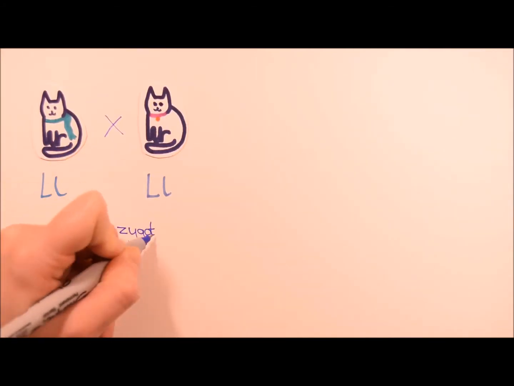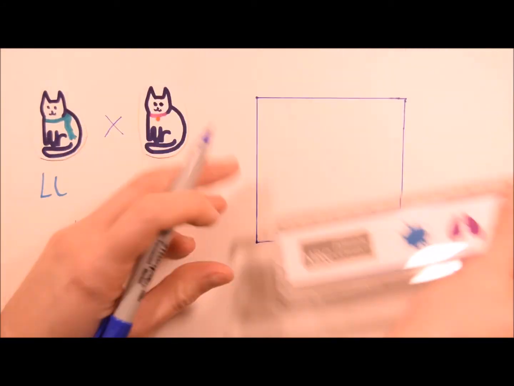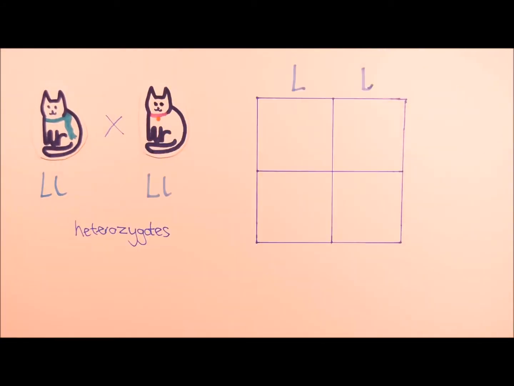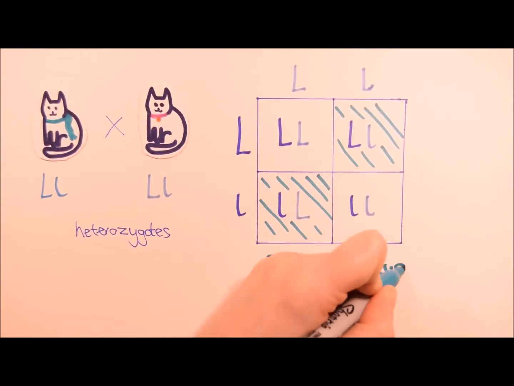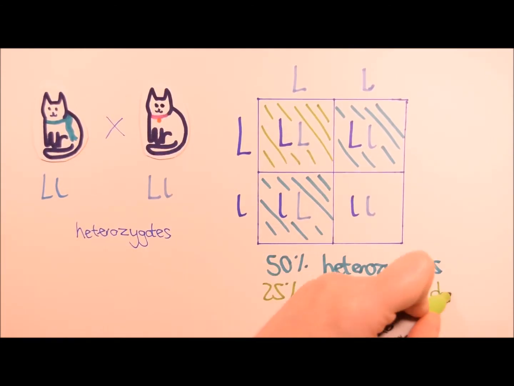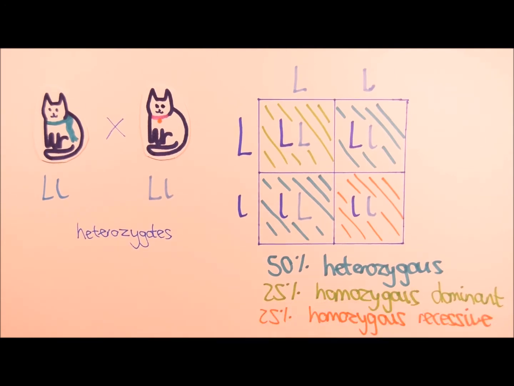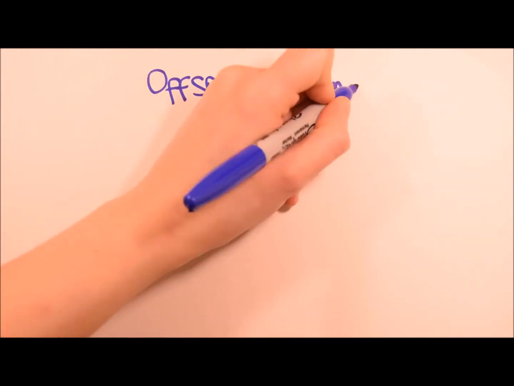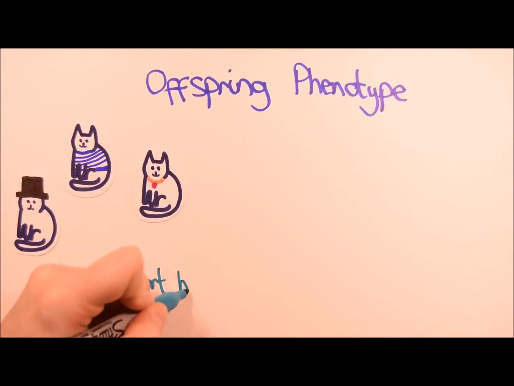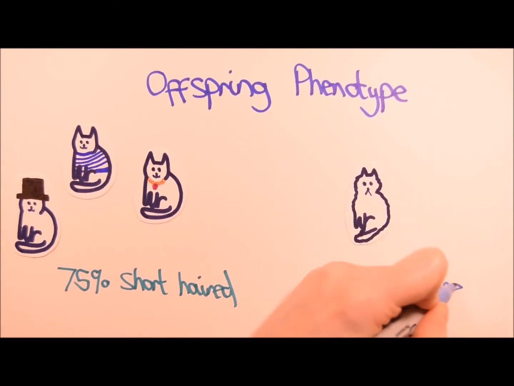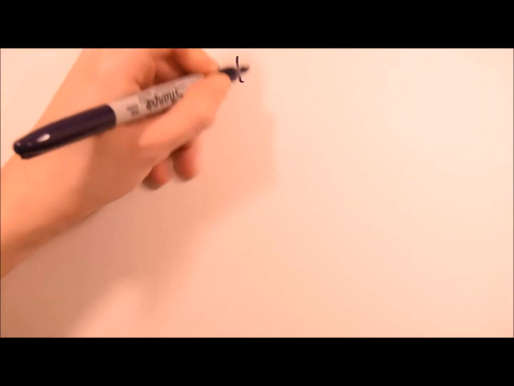Now, what if 2 heterozygotes bred? The offspring can inherit either the long-haired or the short-haired allele from either parent, so there's 4 possible combinations. There's a 50% chance of the offspring being heterozygous, then a 25% chance of the offspring either being homozygous dominant or homozygous recessive. Therefore, 75% of the kittens would be expected to have short hair, and only 25% would have long hair.